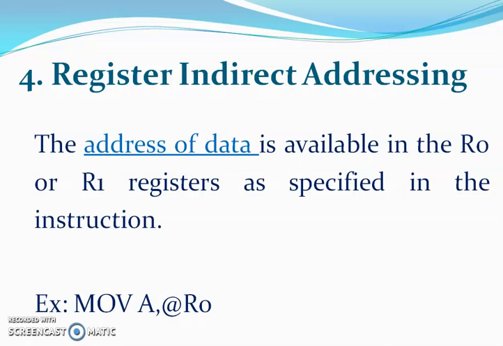Now to indicate this indirection, the instruction will be written like mov a, @R0. Now the @ symbol here indicates that R0 does not contain the data, but it has a pointer that points to the memory location where the instruction can find the actual data. So let us read the description. The address of the data is available in the register R0 or R1 as specified in the instruction. So that's about the register indirect addressing. So directly we don't get the data, but we get a memory location address from where the data can be collected.